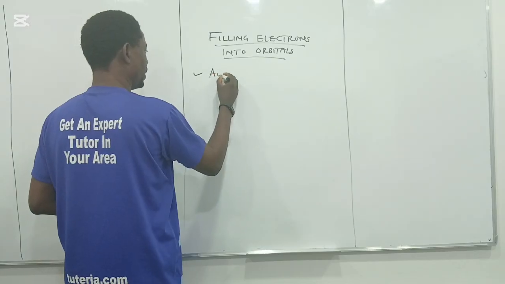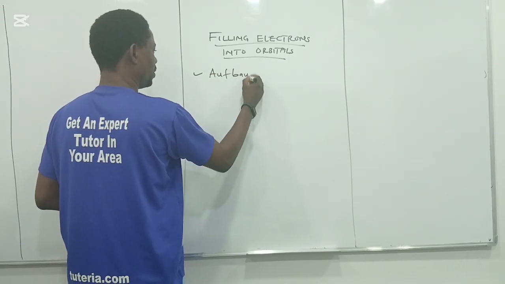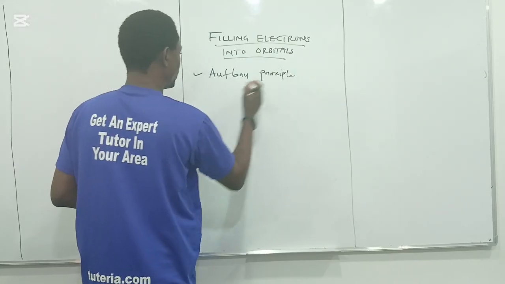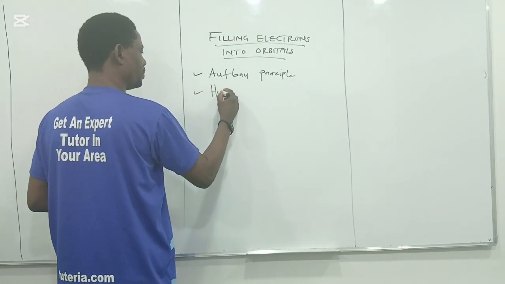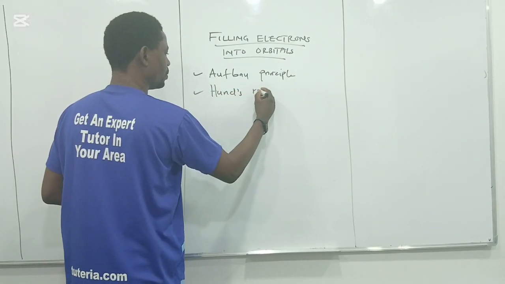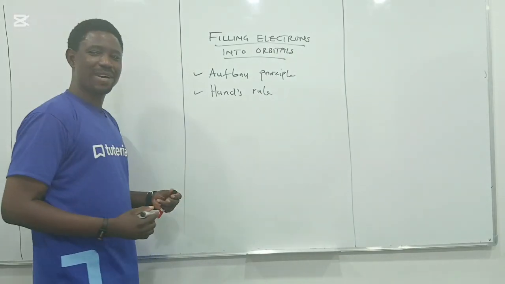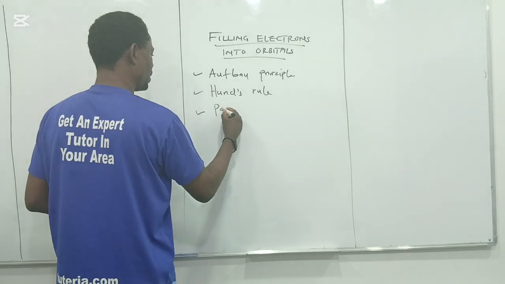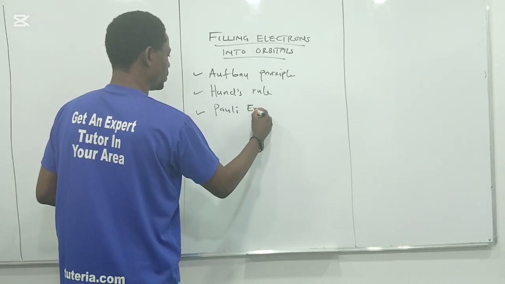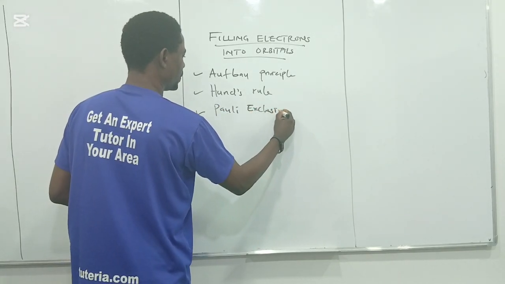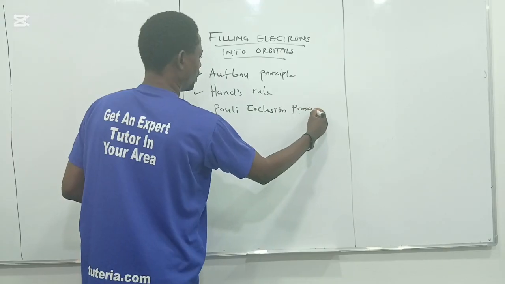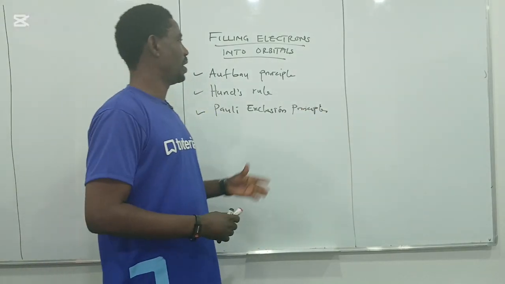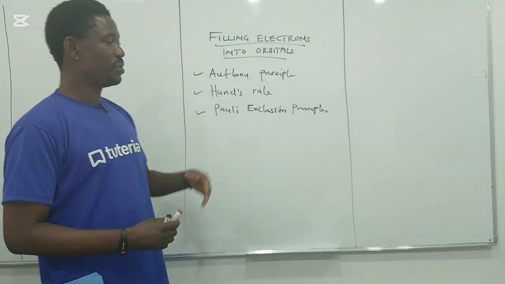First one is Aufbau principle. The second one is Hund's rule, sometimes we say of maximum multiplicity. And the last one is Pauli exclusion principle. These are the basic rules that we use to describe filling electrons into orbitals.